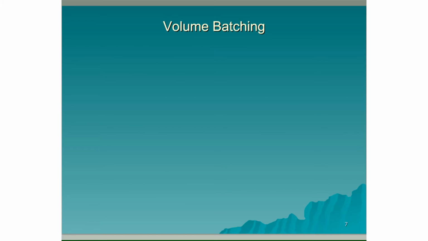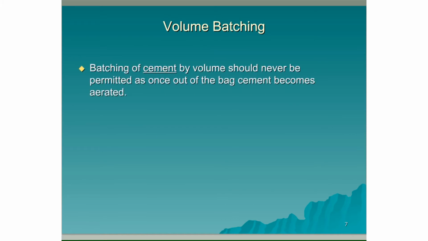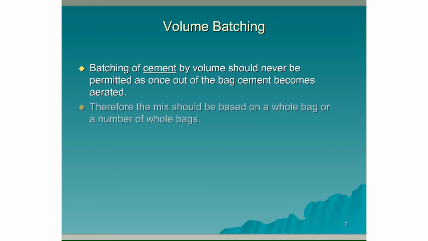Volume batching. Batching of cement by volume should never be permitted, as once out of the bag cement becomes aerated. Therefore the mix should be based on whole bags or a number of whole bags of cement. Once cement becomes aerated, the setting process starts to take place. 2 by 25 kilogram bags equals 0.035 cubic meters.